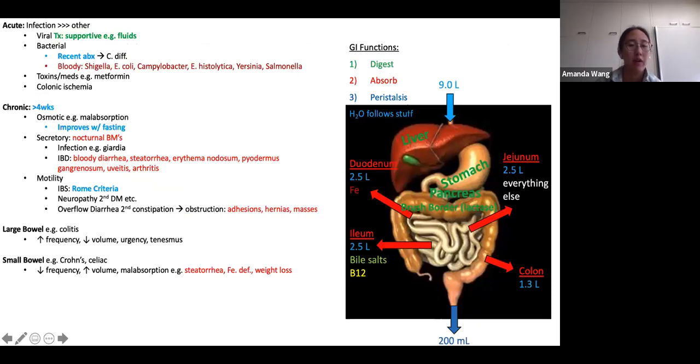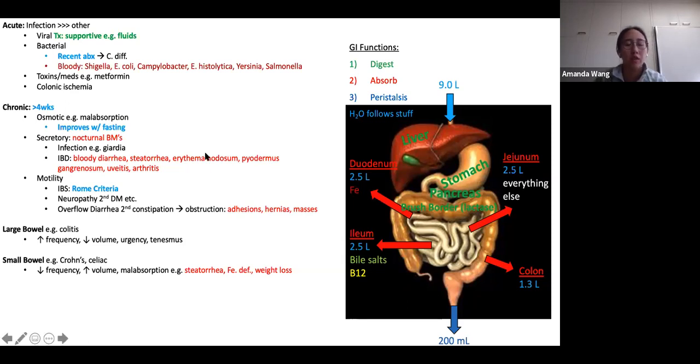Abdo pain has a very wide differential, especially with or without diarrhea. If you look acutely, it's infection versus other causes. If it's a viral gastroenteritis, you treat supportively with fluids. If it's bacterial, you look at what the cause is, and some things will suggest different bugs versus others. If they had recent antibiotics or a recent hospital stay, C. diff is the one you want to be thinking about.